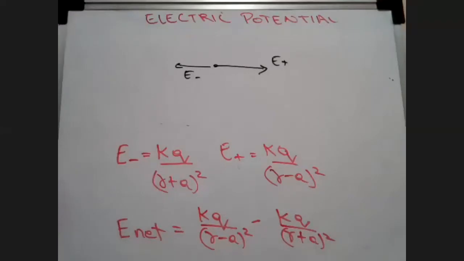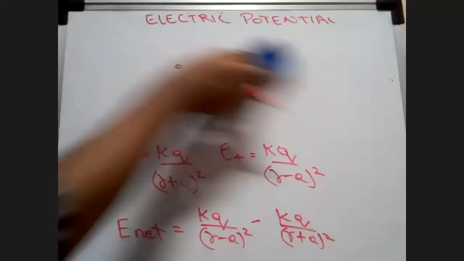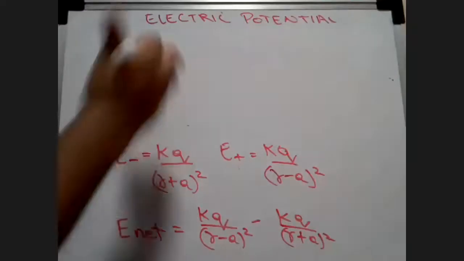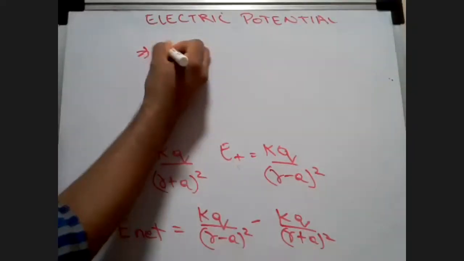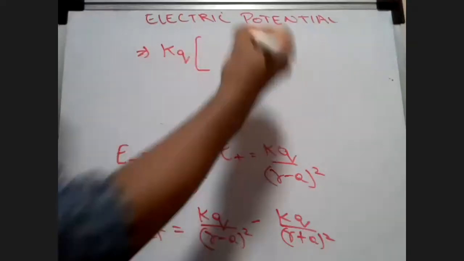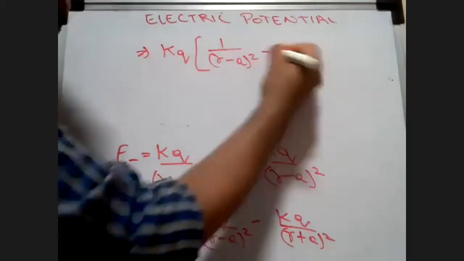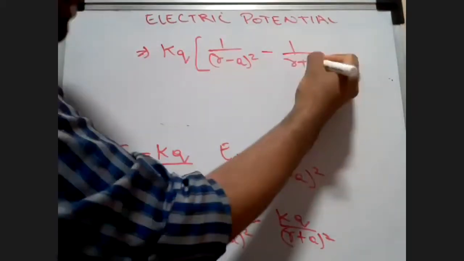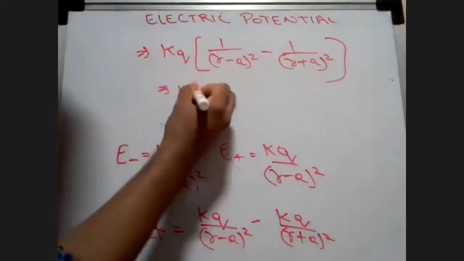Okay, no answer. So it is basically subtract. You're going to subtract both of them. So do that now. How much will it be? So that is equal to, I can take kq outside. I can take 1 upon (r minus a) whole square minus 1 upon (r plus a) whole square. That is going to give me kq. We have to expand it.